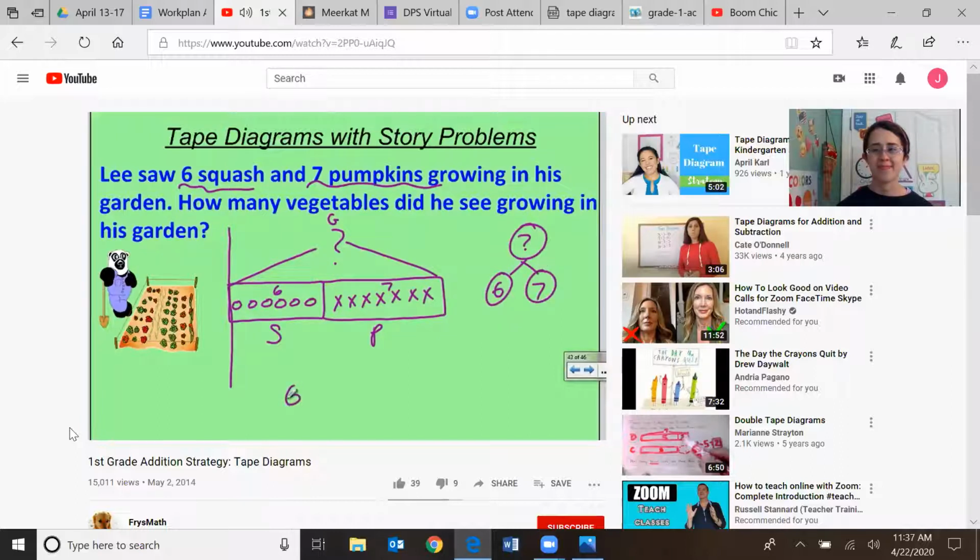I know that 6 plus 7 equals the number we're looking for. And I can use any strategy I want. I can count on. For me, I'm going to make 10 because I think that's easiest. I know 6 and 4 make 10. And then if I've taken 4 away from 7, there's 3 left. So 10 and 3 make 13. And in this case, it's 13 vegetables.